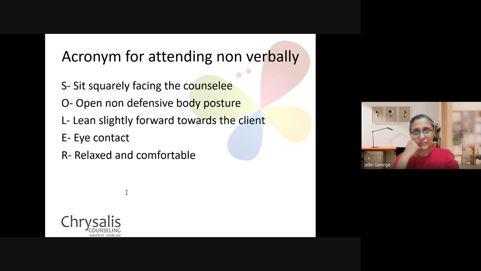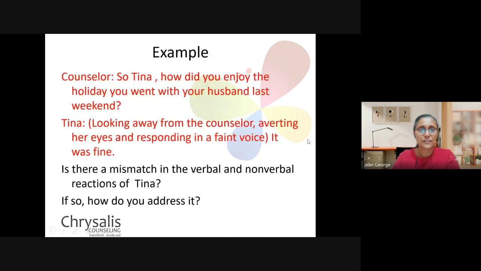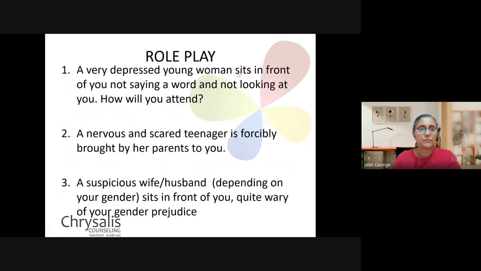I don't think we can. We could probably do a role play. I know it's going to be hard doing it on a Google Meet, but nevertheless, I think we can still try. I've got three examples, and we could probably look at the second one: a nervous and scared teenager is forcibly brought by her parents to you.